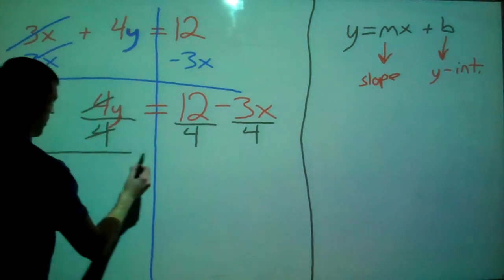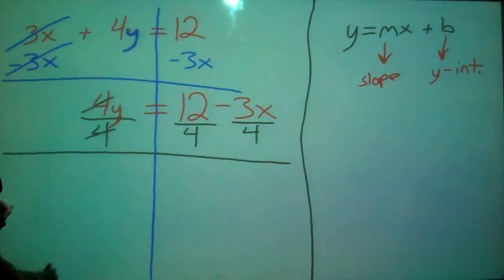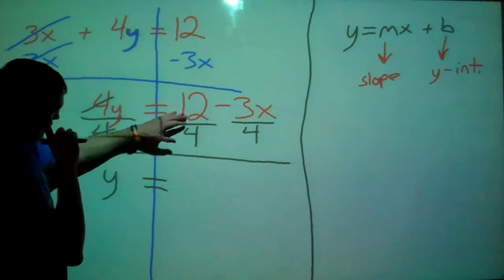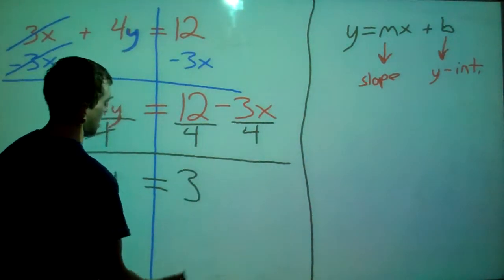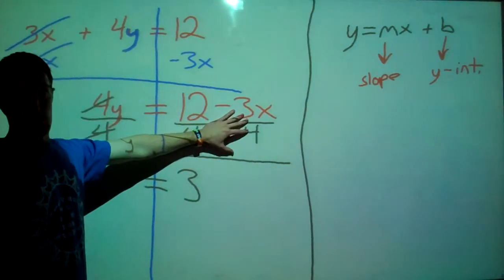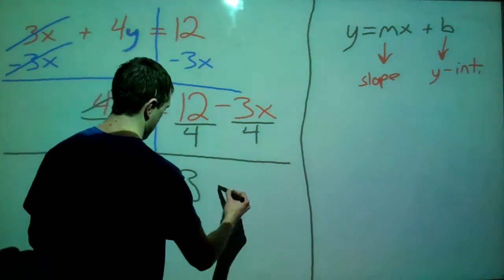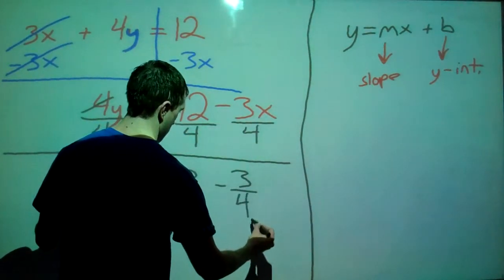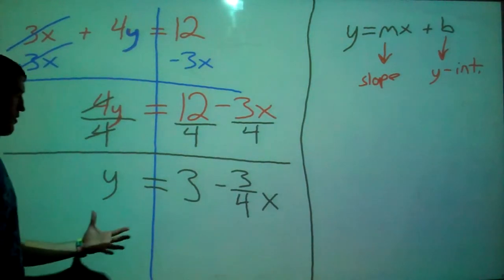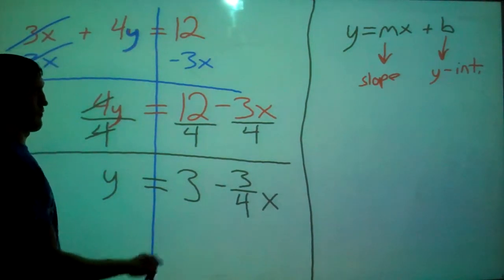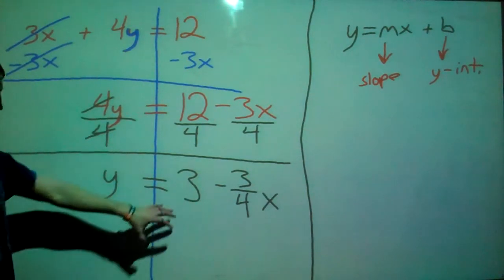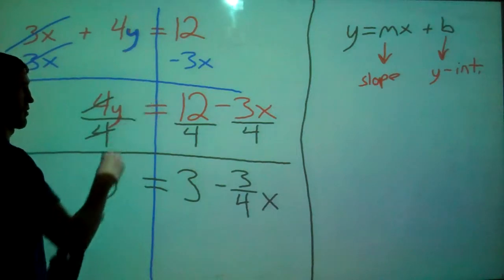So what do we get for our next step here? We have 1y left, y equals, and 12 divided by 4 is 3. And here we have negative 3 over 4. This is fine, 3/4, it's a fraction. So it's minus 3/4 x. Now we have y by itself, and we have everything in a good form, except for the fact that we usually put the slope first. So all we have to do is switch these two around to make it look like that form.